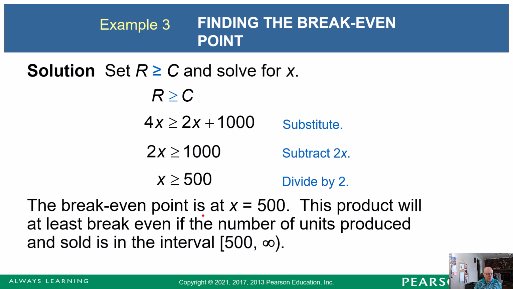If you break even at 500 units, you'll have revenue and cost being the same. It also means that you're not going to have any profit, but you're not losing any money either.